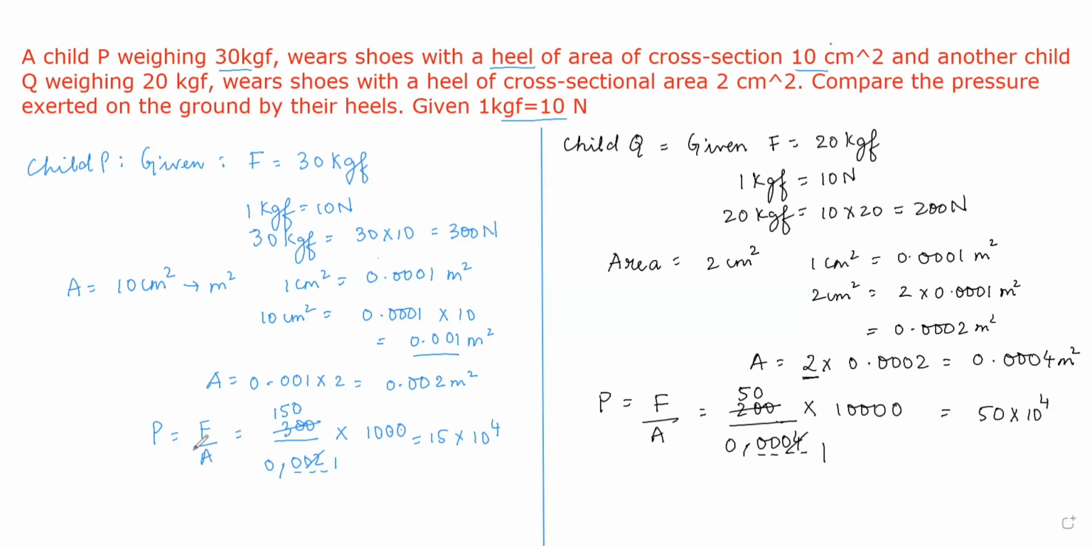Okay. So we have got 2 pressures. Pressure for child P, let that be pressure 1, and pressure for child Q, let that be pressure 2. So if we compare it, that is P1 by P2, we will be getting 15 into 10 to the power 4 divided by 50 into 10 to the power 4. Now 10 to the power 4, 10 to the power 4 will be cut. We will be left with 15 by 50. So let's divide it further. So 5 threes are 15, 5 tens are 50. So you will get the value 3:10. So that is your answer.